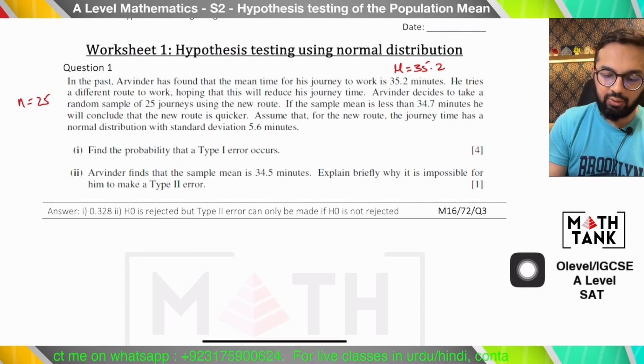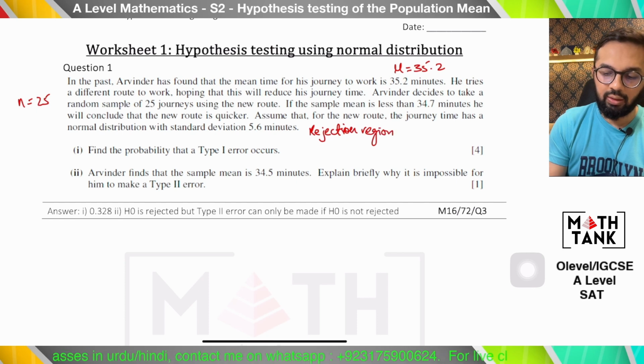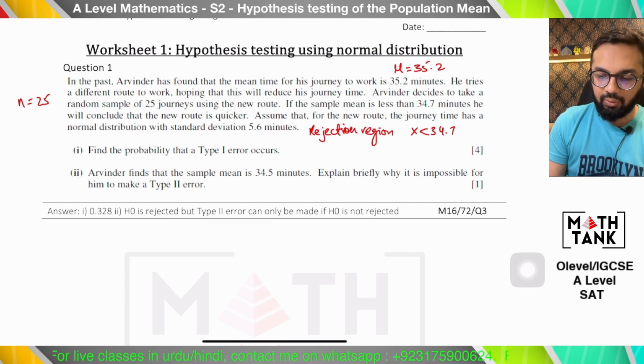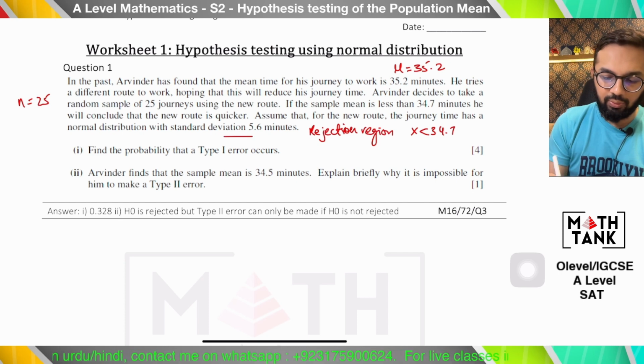So he has this rejection region in front of him. The rejection region is x bar is less than 34.7. He will conclude that the new route is quicker. Assume that for the new route, the journey time has a normal distribution with standard deviation 5.6. So I have sigma equals 5.6. Find the probability of a type 1 error.